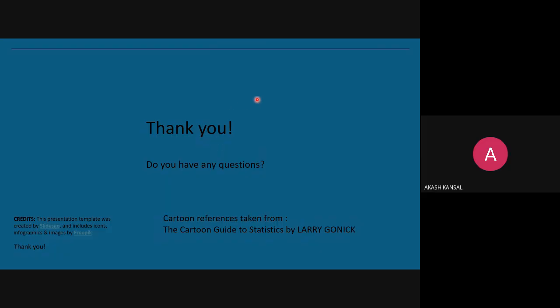So this brings me to the end of the first part of regression. I think I'll be discussing more on the inferences that we can take from the regression analysis.